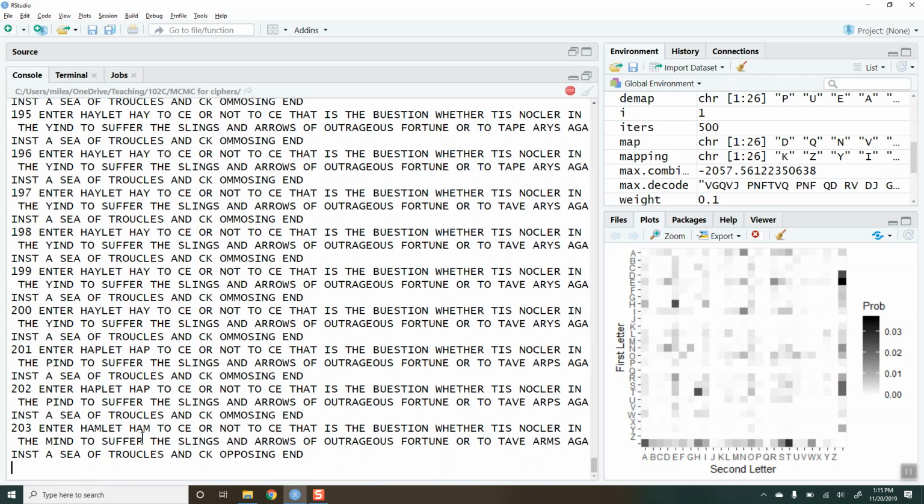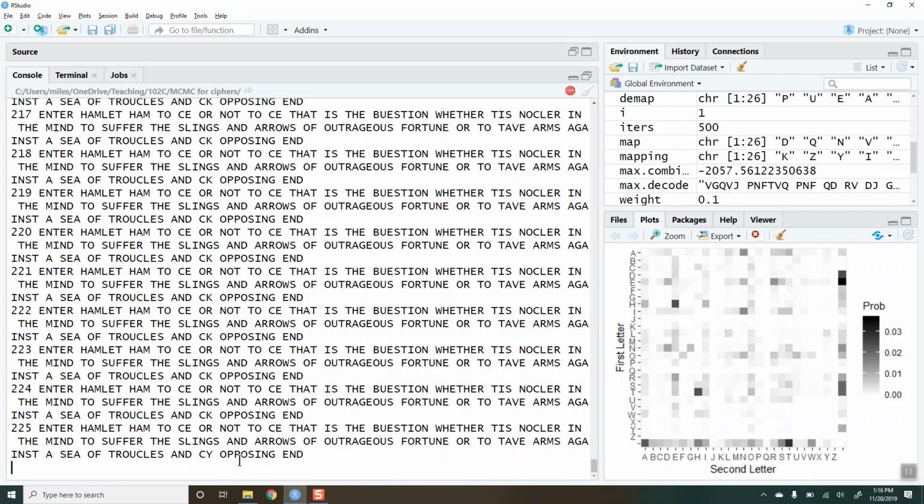"Enter Hamlet," it's like everything that we get. Okay, so it's "whether 'tis nobler in the mind to suffer the slings and arrows of outrageous fortune, or to take arms against," so we have "tave arms against a sea of troubles, not truckles," and I don't know what the CK is, and "by opposing end," I think.